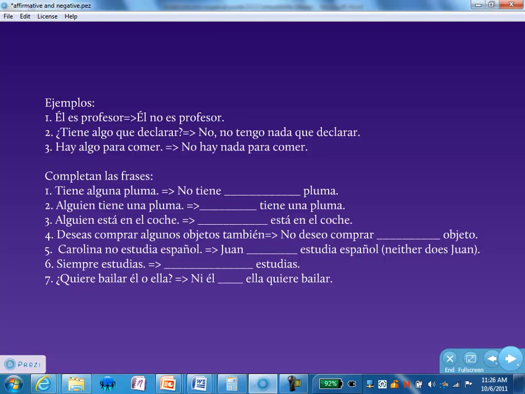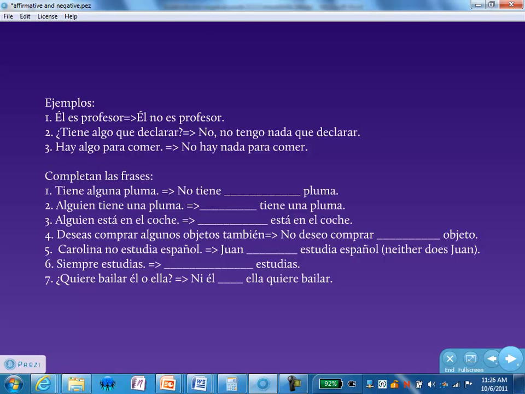Take a look at one more example. It says, ¿hay algo para comer? And then the opposite of algo is nada. So I'm going to say no, because I'm keeping my negative opposite of algo, nada, after the verb. So no hay nada para comer.